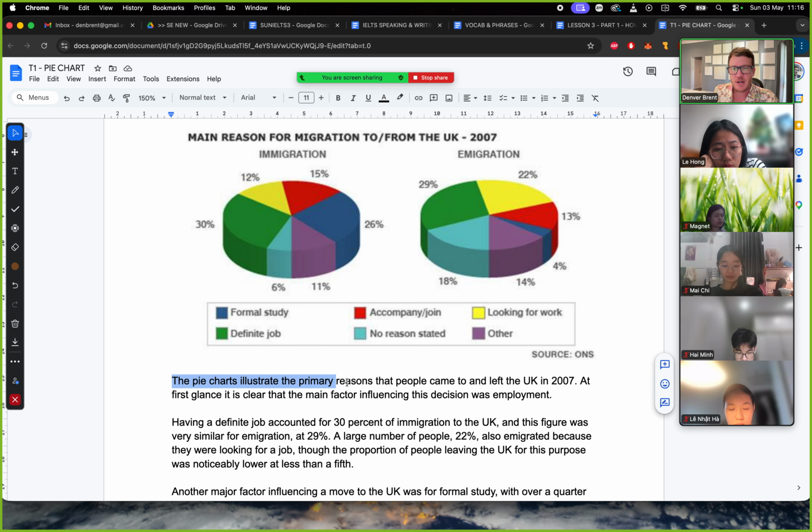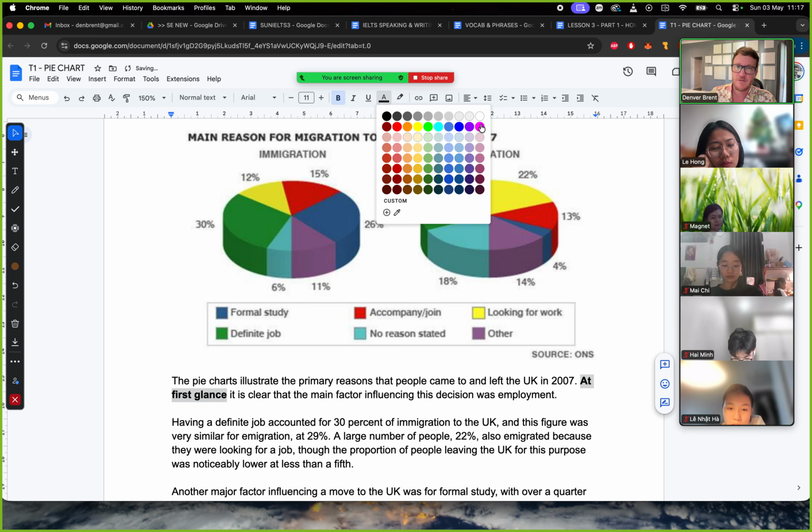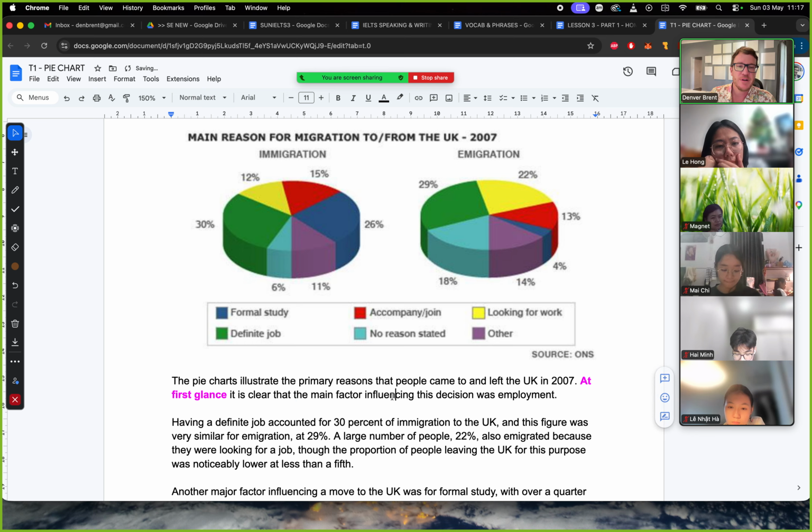The pie charts illustrate the primary reasons. I like that. The primary reasons that people came to and left the UK in 2007. Now, just so you know, this essay is not perfect. If you pick up something that you can make better, let me know. At first glance, this is quite nice. This phrase, at first glance, is quite a good phrase to use for pie charts. At first glance, it is clear that the main factor influencing this decision was employment. You see there? So simple. It's giving me such a nice introduction into understanding these pie charts.